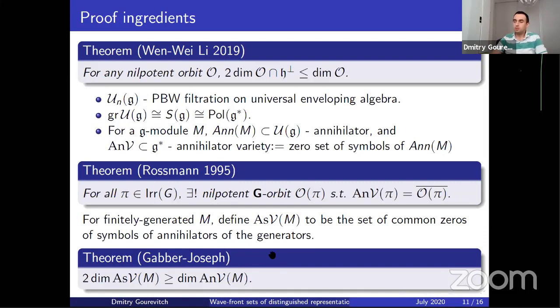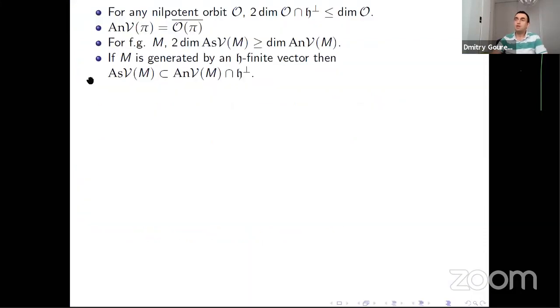So how do we apply those ingredients? We need a third ingredient. This is just a summary of what I already said. Let me just emphasize that the associated variety is only defined for finitely generated modules, because we needed a finite set of generators. For infinite sets of generators, it doesn't work so well. In addition, a simple lemma, well known, I guess, is that if M is generated by an H-finite vector, or by a finite set of H-finite vectors, then the associated variety not only lies in the annihilator variety, but also lies in h perp. That's because h should lift the filtration on the module, instead it keeps it. So it's an easy lemma.